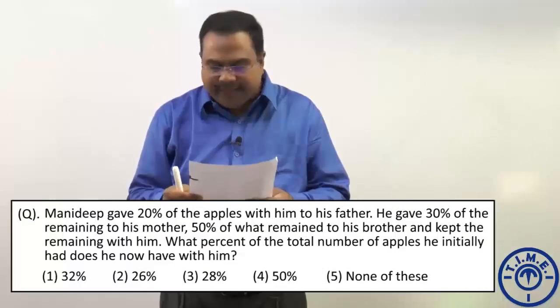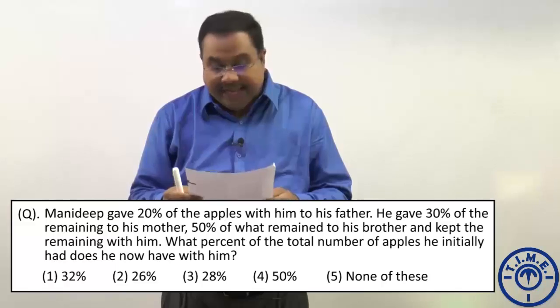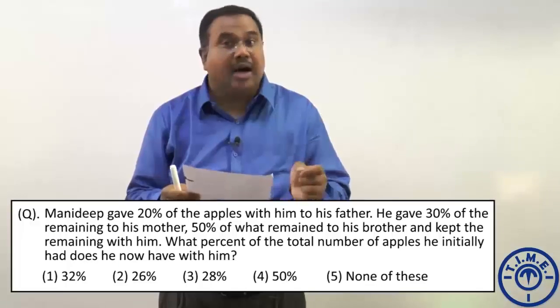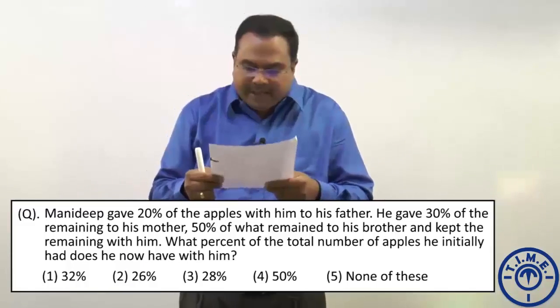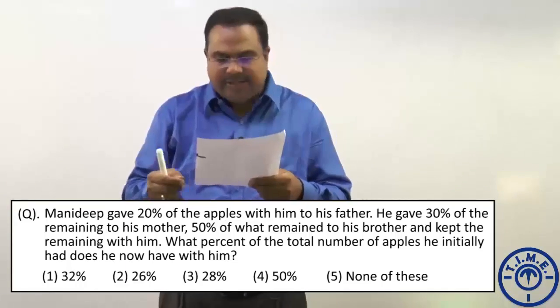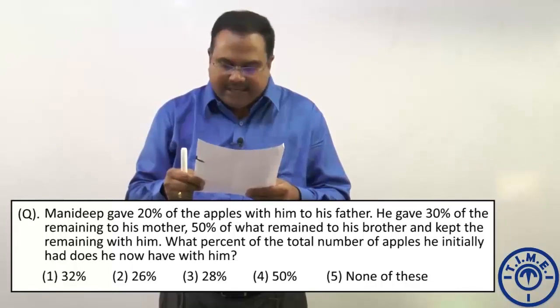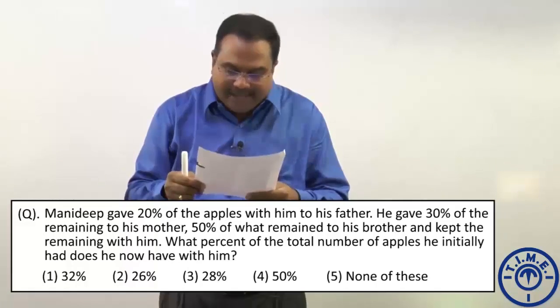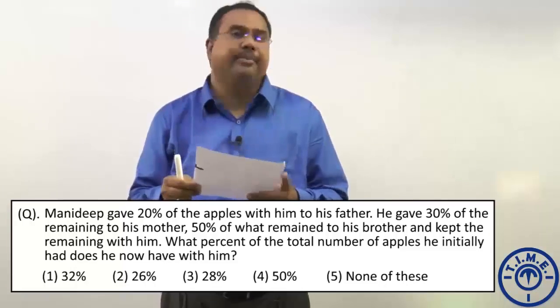Next question. Manideep gave 20% of the apples with him to his father. He gave 30% of the remaining to his mother, 50% of what remained to his brother and kept the remaining with him. What percentage of the total number of apples he initially had does he now have with him?